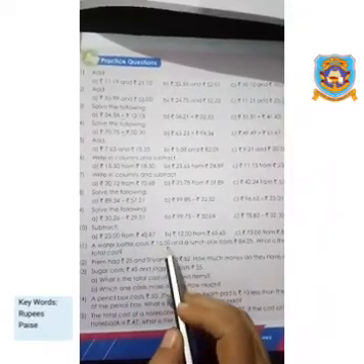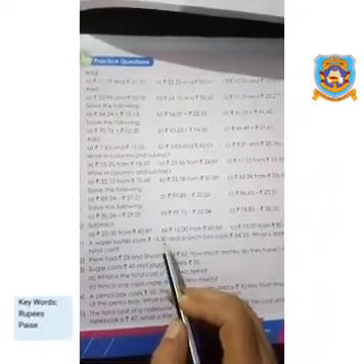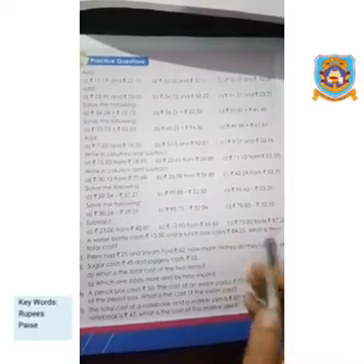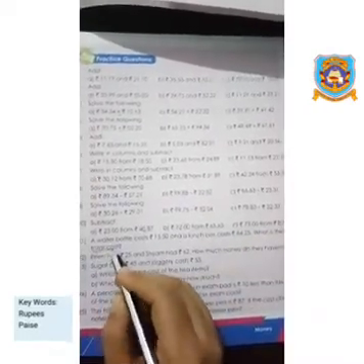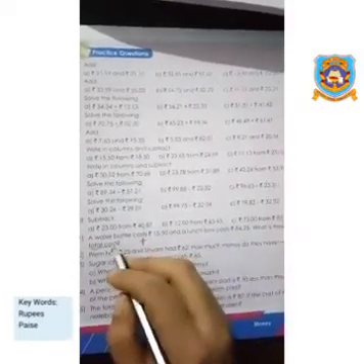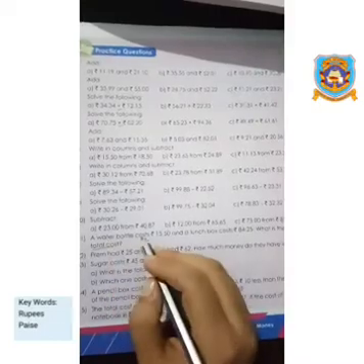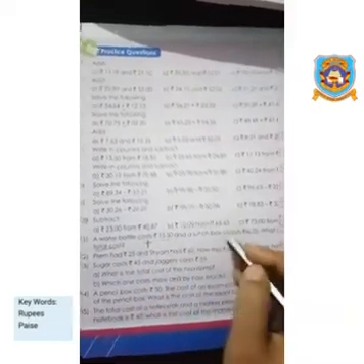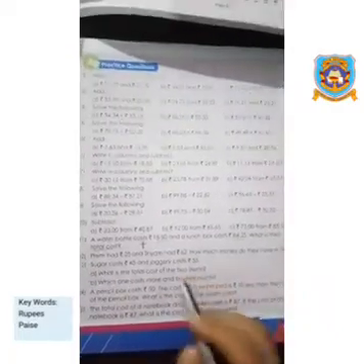Now let me go to question number 11. In question number 11 is given, a water bottle costs rupees 15 and 50 paise and a lunch box costs rupees 84 and 25 paise. What is their total cost? Total cost means you have to add. So write the statement. You can write the statement on your own. You can write cost of the water bottle equals to this much, cost of the lunch box equals to this much. You have to find the total cost.